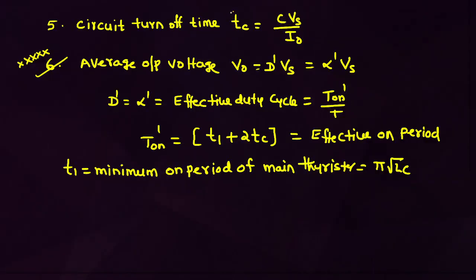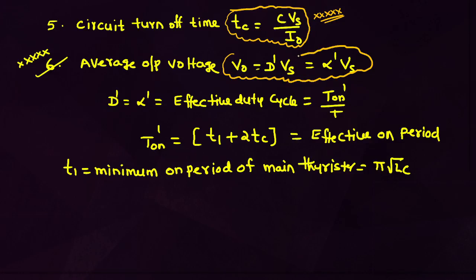Then what is the circuit turn-off time? Based on this formula, the GATE 2024 question is framed. The circuit turn-off time Tc equal to C Vs by I0. What is the average output voltage, friends? The average output voltage is D dash into Vs, not D into Vs. It is D dash into Vs.